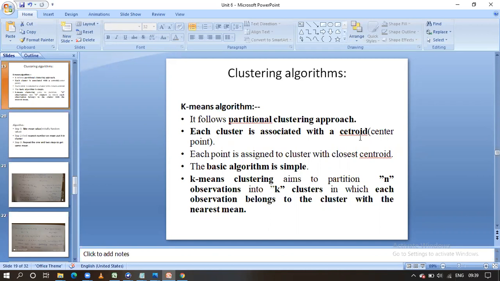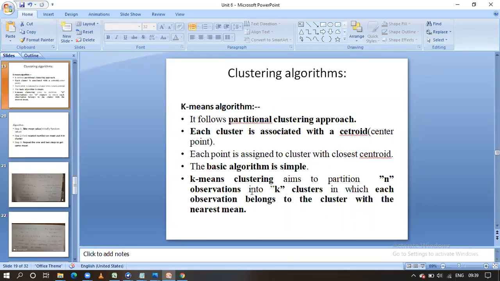How we are going to form the clusters: the point that is nearer to a centroid, we are going to take into that one cluster, guys. Each and every cluster will have a centroid. The objects that are nearer to the centroid, we are going to take into one cluster. That is the second point, guys.